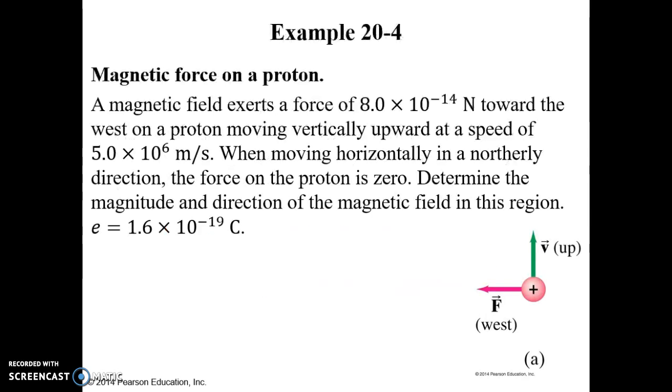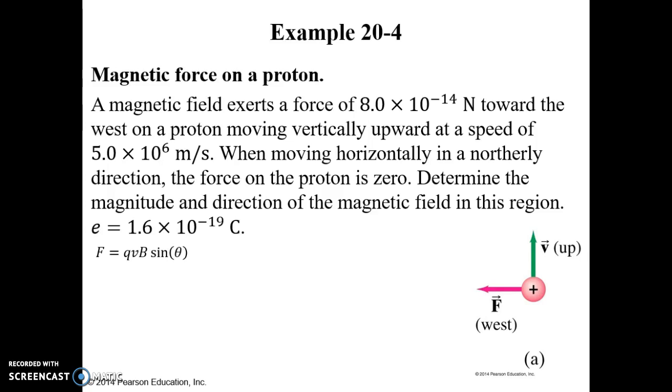In this example, a magnetic field exerts a force of 8 times 10 to the negative 14 newtons towards the west on a proton moving vertically upward, or I'm going to say out of the page, at a speed of 5 times 10 to the 6 meters per second. When moving horizontally in a northerly direction, I'm going to say up, the force on the proton is 0. We want to determine the magnitude and direction of the magnetic field in this region.